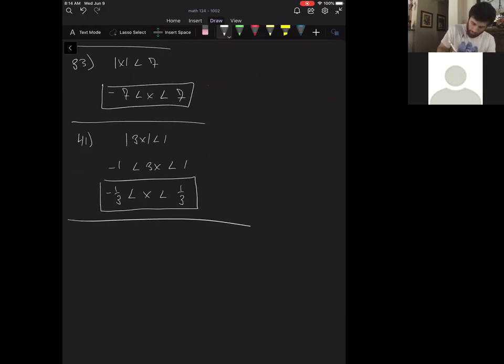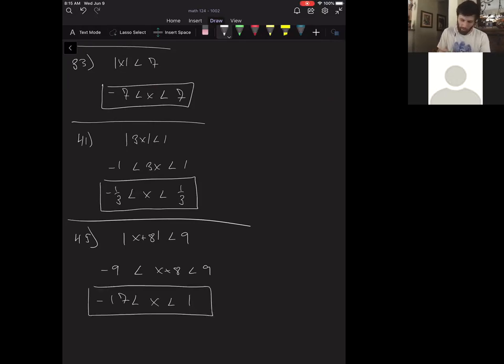Let's do 45. In this one, we have the absolute value of x plus 8 is less than 9. It's still the same setup. The absolute value is less than something. So we're going to have minus 9, less than x plus 8, less than 9. Then we can subtract the 8 over, so we get minus 17 less than x, less than 1.